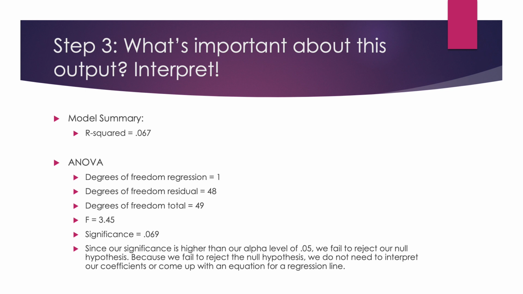The F value is 3.45, and the significance of that F is equal to 0.069. Since our significance is higher than our alpha level of 0.05, we fail to reject our null hypothesis. Because we fail to reject the null hypothesis, we do not need to interpret our coefficients or come up with an equation for the regression line.